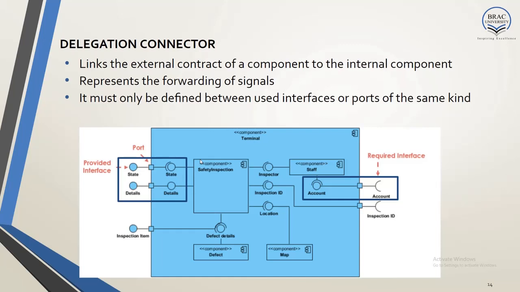So that's how it works, and it must only be defined between used interfaces or ports of the same kind. Whenever this connector connects two interfaces, the interfaces must be the same. For example, the safety inspection provides a state interface, which is connected through a delegation connector and exposed to the environment, and the external interface that is exposed is also the state interface. It cannot be something different, like one is state and another is something other than state. So they must be the same when connected through a delegation connector.